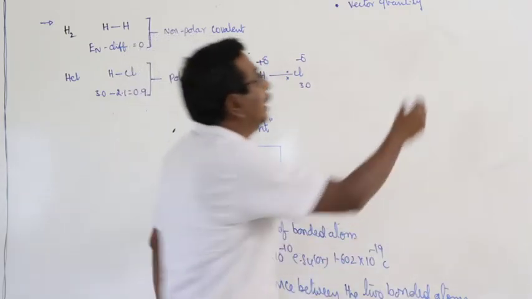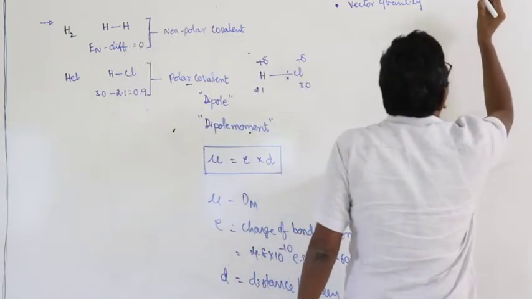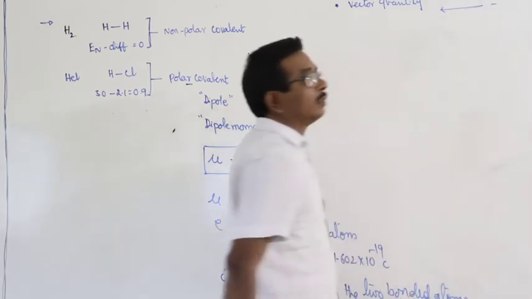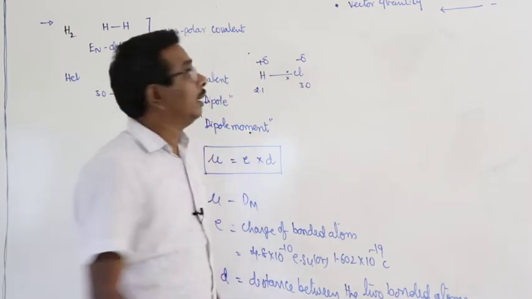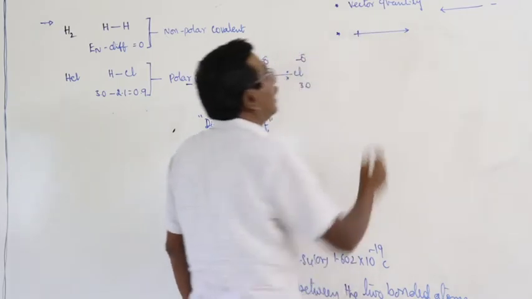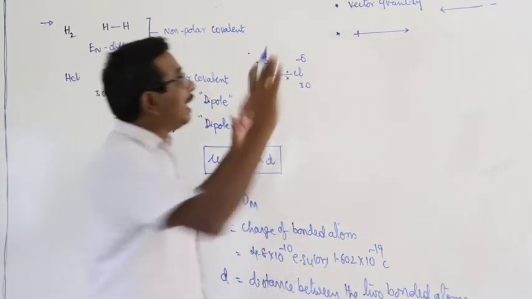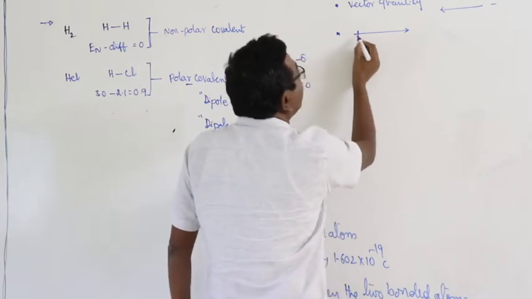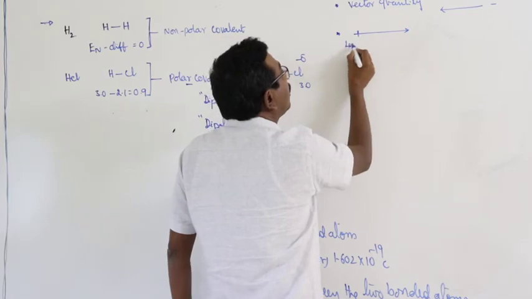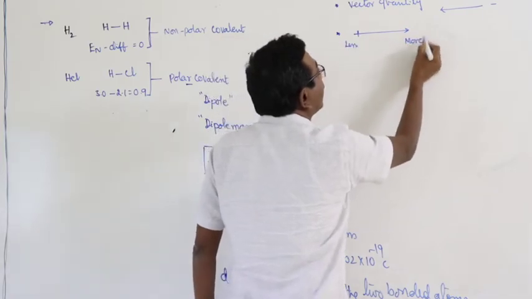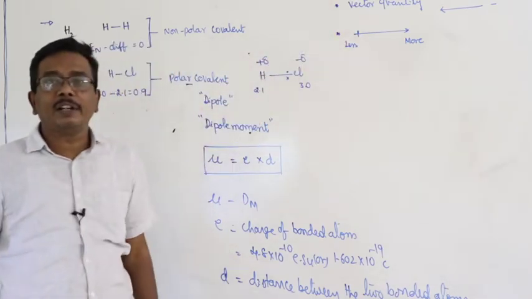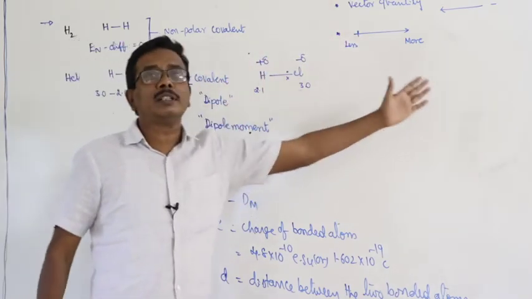Means what? If it is positive in one direction, that will become negative in the opposite direction. Dipole moment is represented by an arrow mark with a positive tail. That arrow mark is pointing away from the less electronegative atom to the more electronegative atom. Here the positive tail is placed at the less electronegative atom and the arrow mark is pointing towards the more electronegative atom.